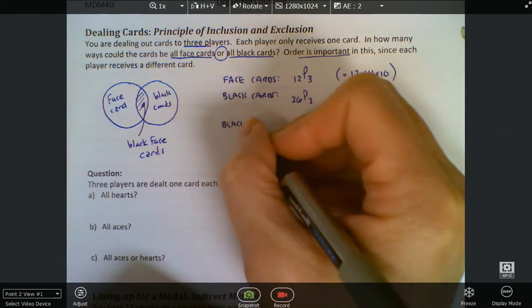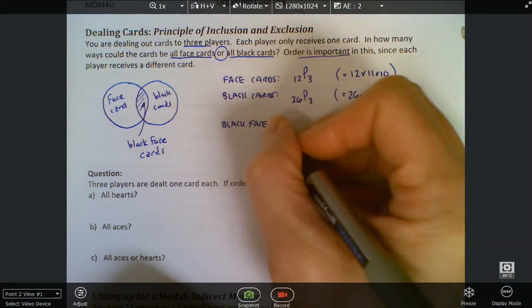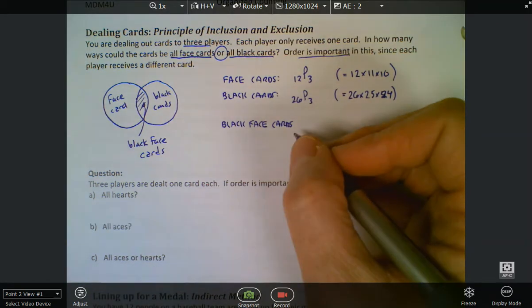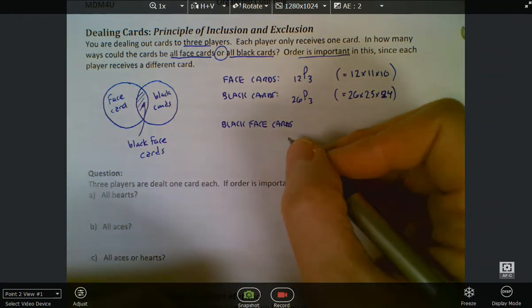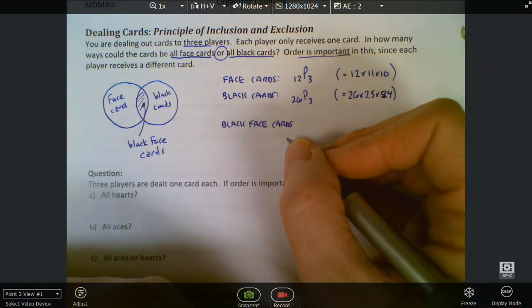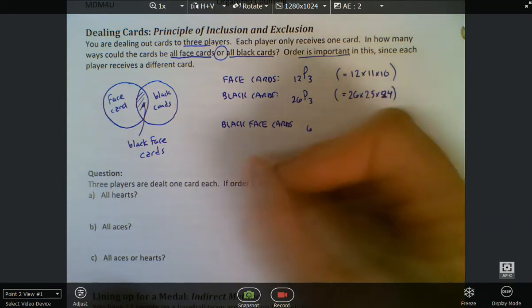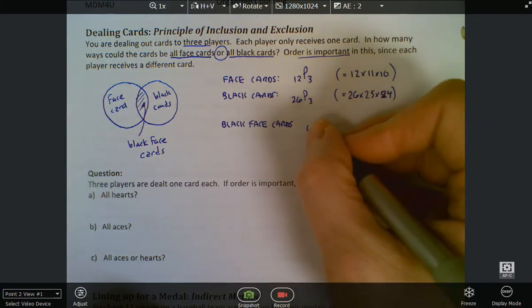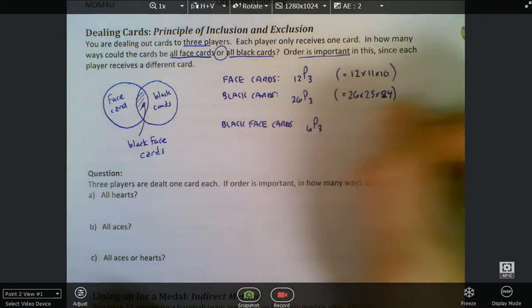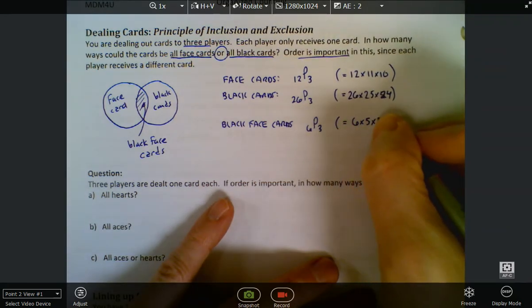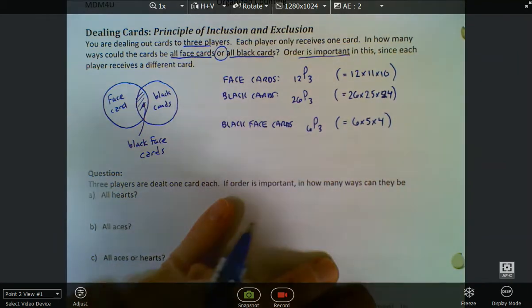And that's the question. Black face cards. Well, it turns out that there are 6 black face cards: the Jack, the Queen and the King of clubs, and the Jack, the Queen and the King of spades. So out of those 6, how many ways can we arrange them if we're taking 3 of them at a time? In this case it's just 6 times 5 times 4, or 6 factorial over 3 factorial.